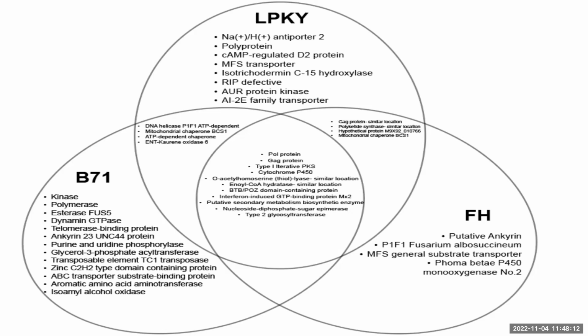LPKY, B71, and FH shared genes were put here. Blake made me a very nice Venn diagram in Adobe Illustrator. We have the pol GAG, type 1 PKS, cytochrome P450, that is for electron transport chains. And then we have some ABC, where is she? ABC, we have some secondary metabolite genes as well. So it's cargo carrying fungal genes that are secondary metabolites here, ABC transporter substrate binding protein. So we have some cargo genes being carried around the genome as well.